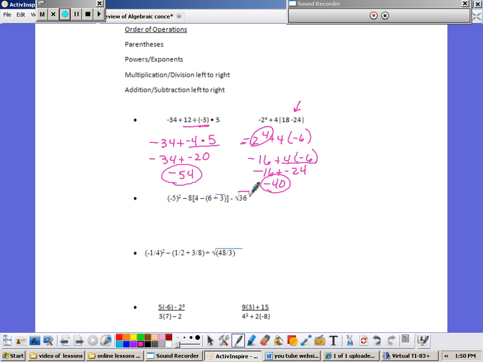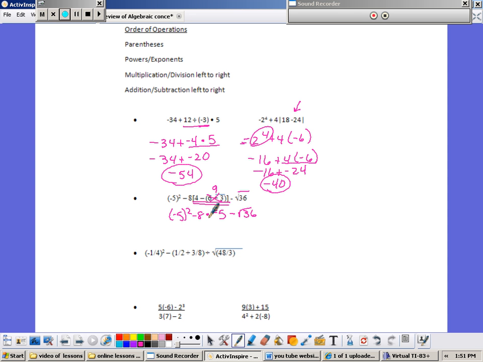Okay, now in the next one we have parentheses and brackets. Brackets are just like a bigger set of parentheses. So you look inside and you start working from the middle of that. So I'm concentrating on this, and I start at the top, parentheses, 9. Powers, I'm just looking in here, nope. Multiplication or division, nope. Addition or subtraction, yep. 4 minus 9 is negative 5. So I have negative 5 squared minus 8 times negative 5 minus the square root of 36.